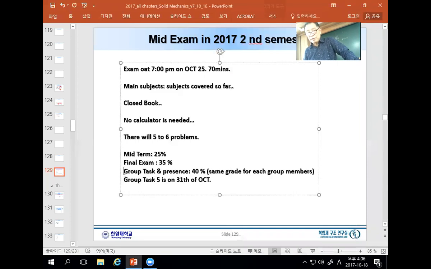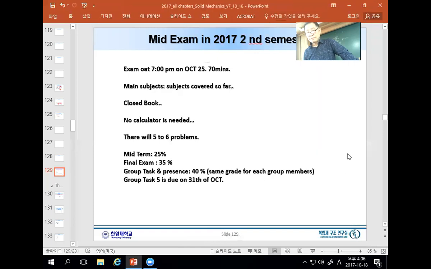But as I announced, for this group task, all members in one group will have the same grade. And group task 5, which I assigned last week, will be delayed and due on the last day of October. That means after the exam. Okay? Any questions on the midterm? Okay.